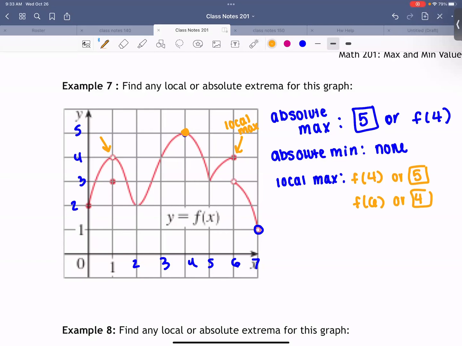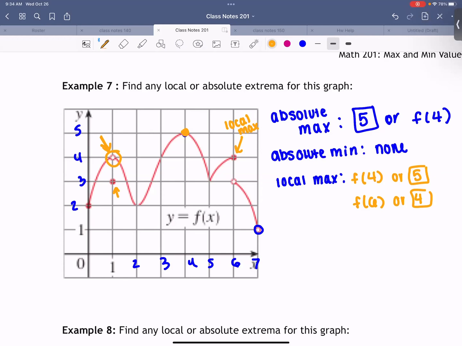Let's talk about the other point. Is this point here a local max? No, right? Because there is an open circle here. But there is a closed circle. What do you think I should call that one? It's not a turning point, but is it a number that's lower than everything around it? Yes. So what do you think I should call it?